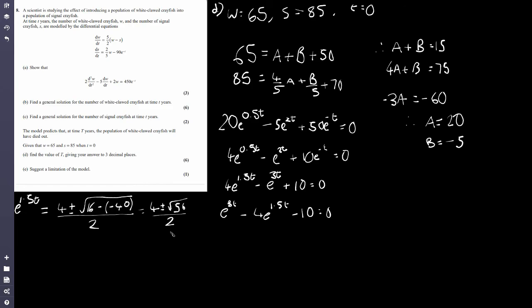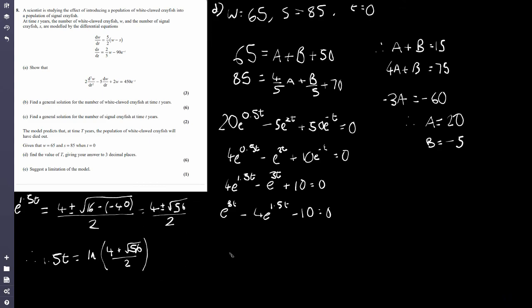So now we can start solving this. So therefore e to the 1.5t, we're going to have to antilog right now because e to the 1.5t is equal to this. So if we start antilogging, I'm going to get 1.5t equal to ln of 4 plus root 56 all over 2. So therefore t will be equal to 2/3 of ln, and then this expression here.